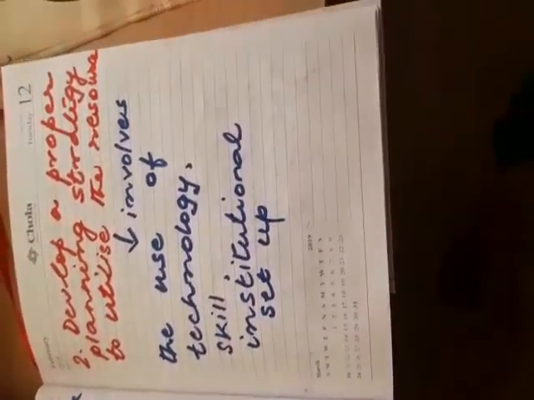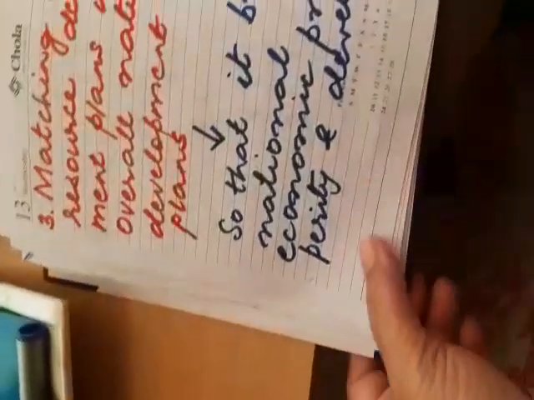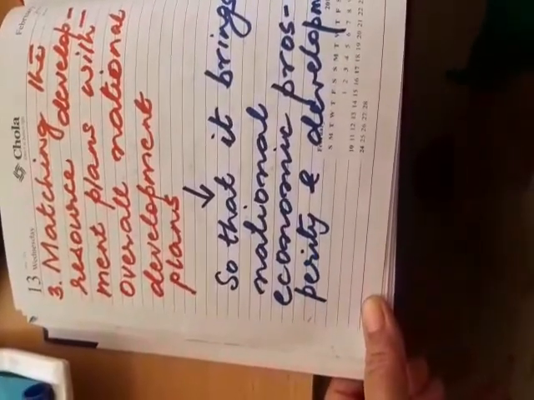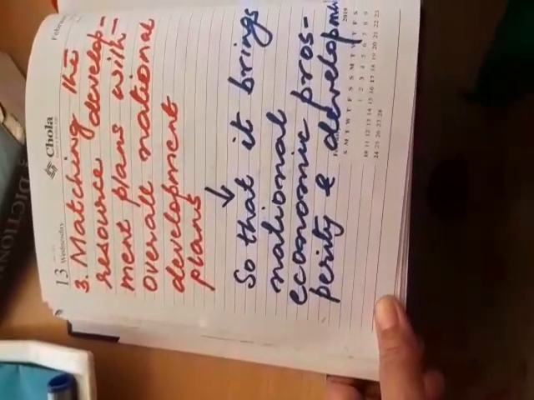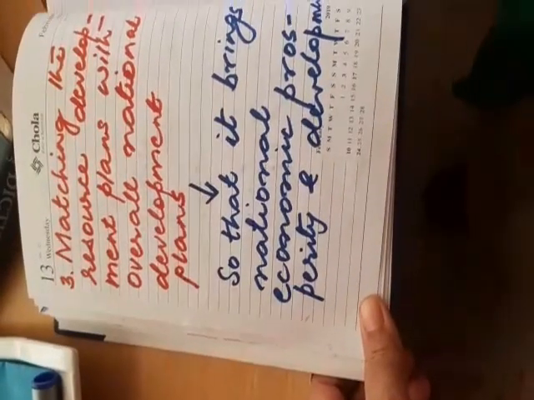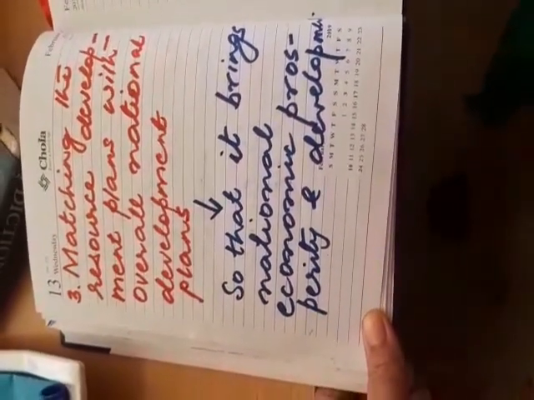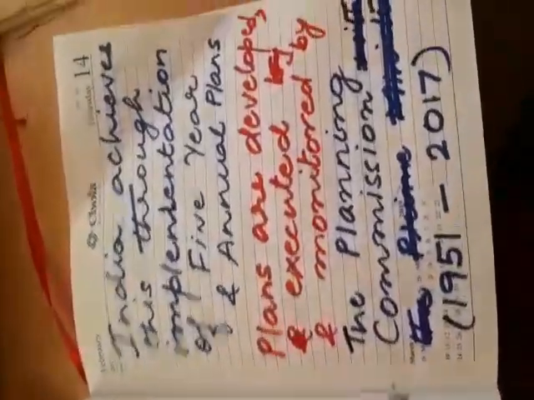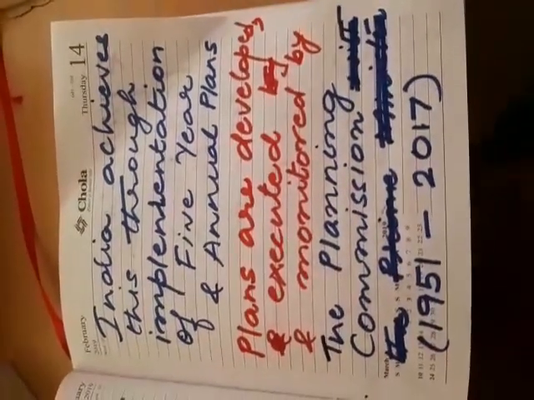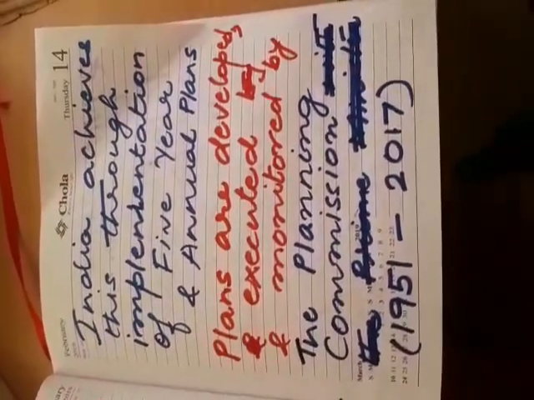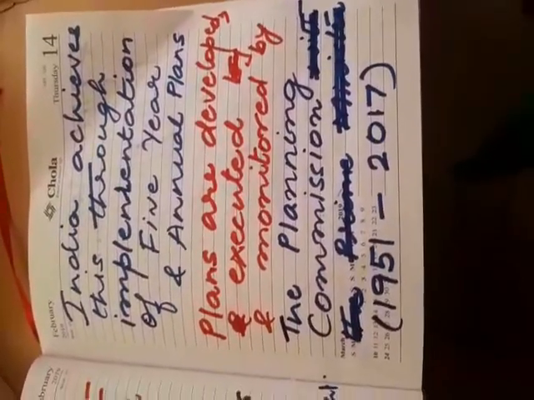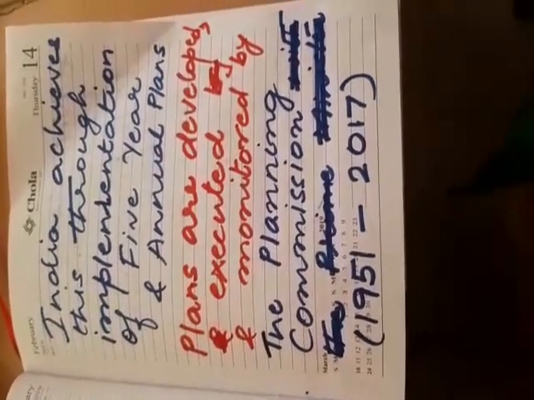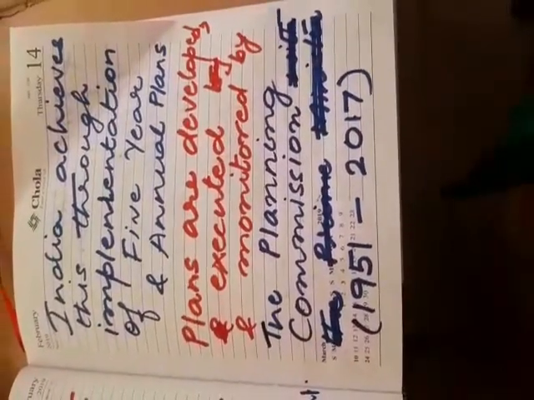Now, the third stage is matching the resource development plans with overall national development plans. Why? So that it brings national economic prosperity and development. India achieved this through implementation of 5-year and annual plans. Plans are developed, executed and monitored by the Planning Commission, and from 1951 this Planning Commission was present till 2017.